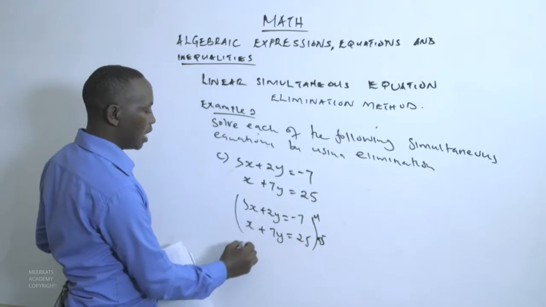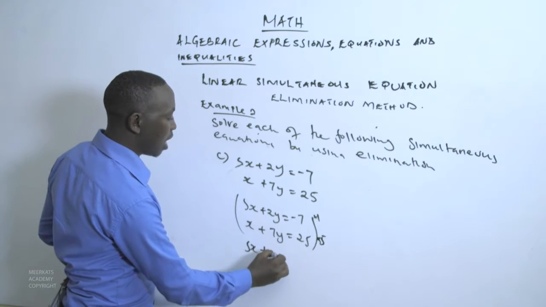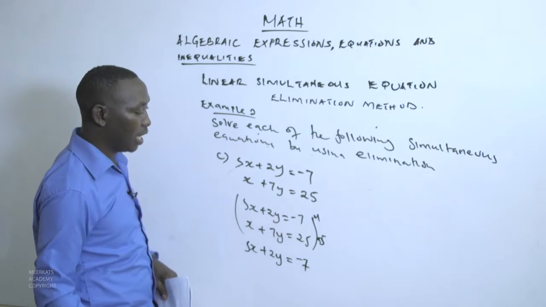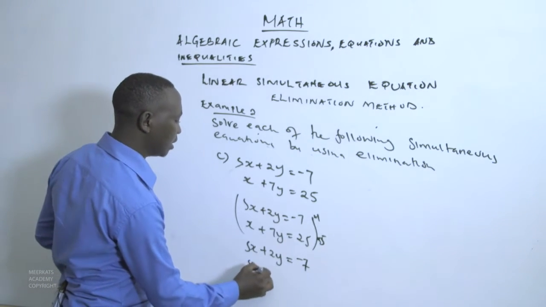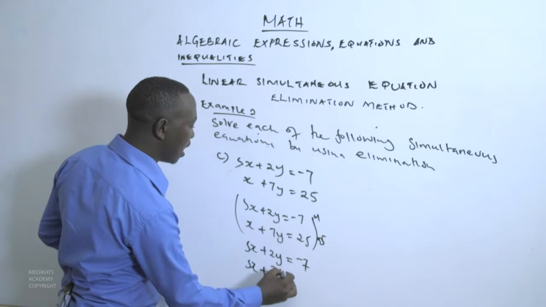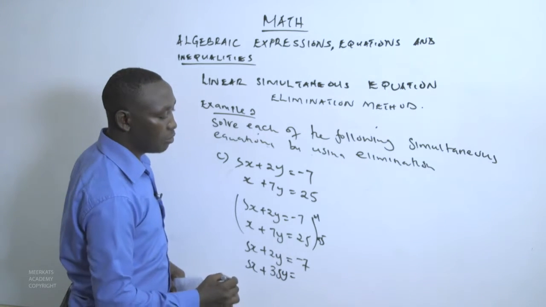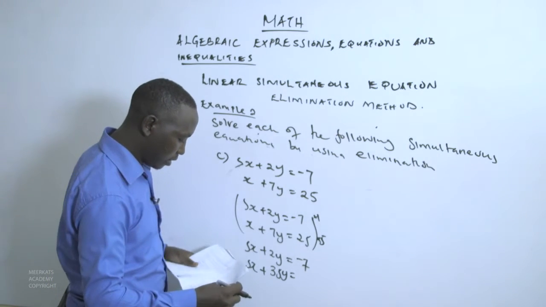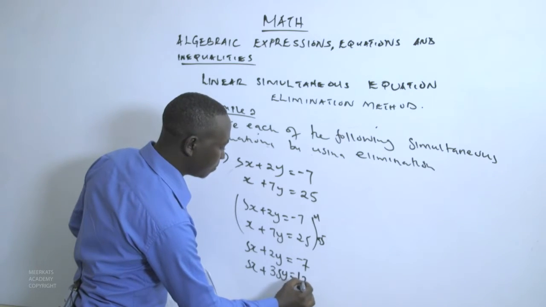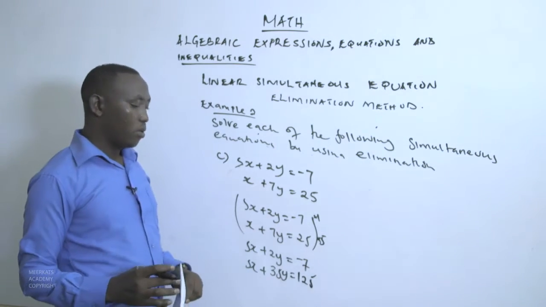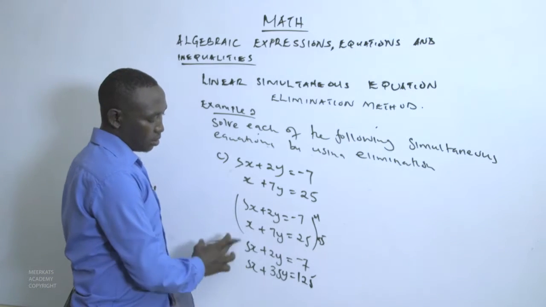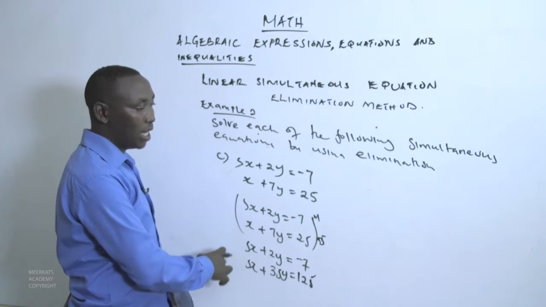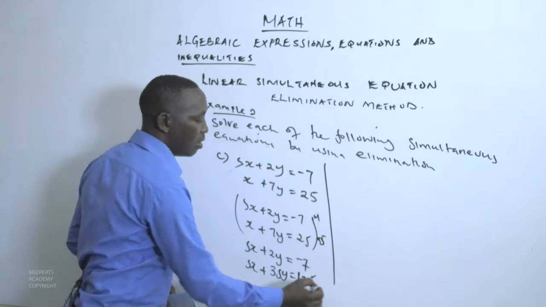When you do that, you'll get 5x plus 2y is equals to -7. And when you multiply the second equation by 5, you'll get 5x plus 35y is equals to 5 multiplied by 25, you'll get 125. Which now has the same coefficient, and therefore we can now move ahead and eliminate x in that particular process.